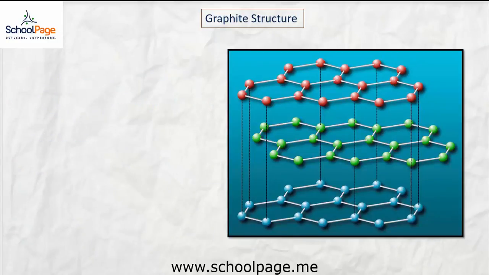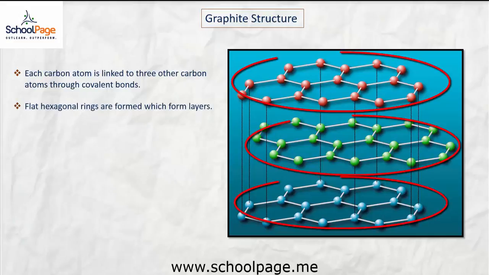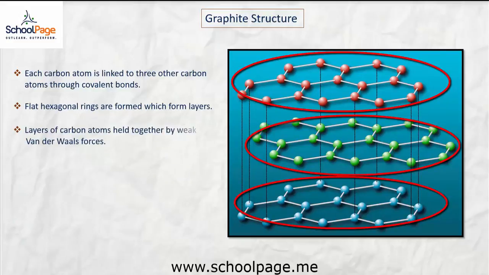Graphite is also made up of carbon atoms and covalent bonds. But each carbon atom is linked to 3 other carbon atoms in graphite, unlike in diamonds. Hexagonal rings are formed, which are arranged in layers. These layers are held together by weak van der Waals forces.